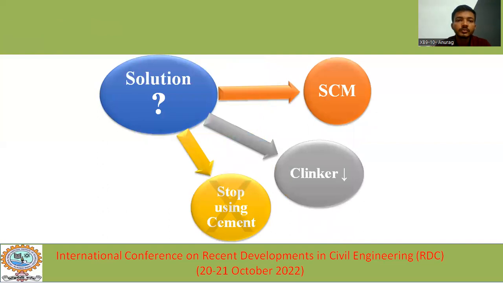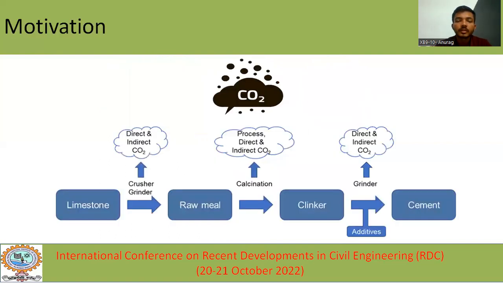So what is the solution to this? The first solution is to stop using cement, which is not feasible because cement is a binder with binding property, so we cannot stop using it. The other solution is to reduce the clinker factor, and the third solution is to use SCMs, which are the supplementary cementitious materials. We will discuss what SCMs are in the forthcoming slides.